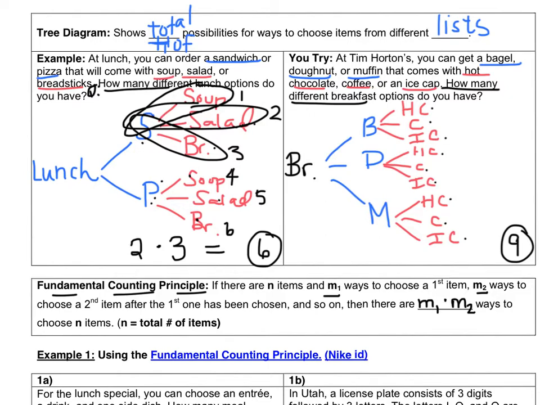We could have used the same setup for breakfast. We had 3 options of what we could get to eat, and 3 options of what we could get to drink, and so sure enough that totaled out to the 9 possible breakfasts. We could keep going and have as many lists as we wanted to, and you would just keep multiplying the numbers together.